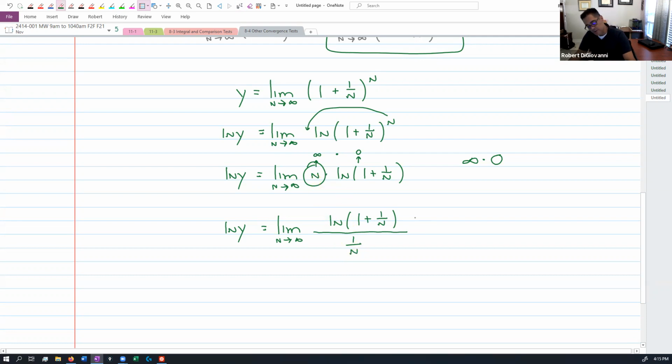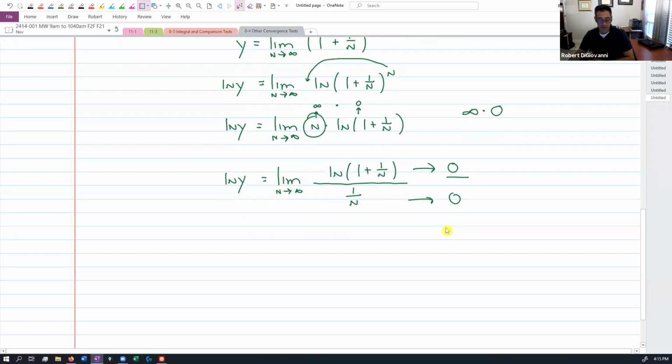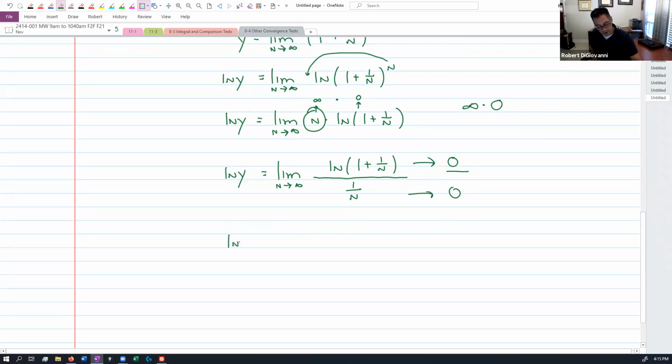But by doing this, when I take the limit as n goes to infinity, I know the top here is going to natural log of 1, which is 0. But now the bottom, 1 over n, also goes to 0. So now we have 0 over 0. So now I can use L'Hopital's rule.